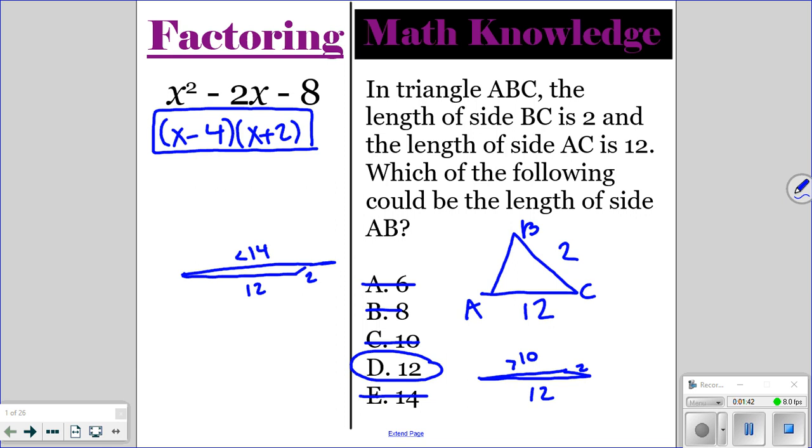So we haven't actually learned that information. We will later this year, and we'll have this type of math knowledge question throughout the year. But you basically have to look at what your side lengths add up to be and what they subtract to be, and the number has to be in between those two.